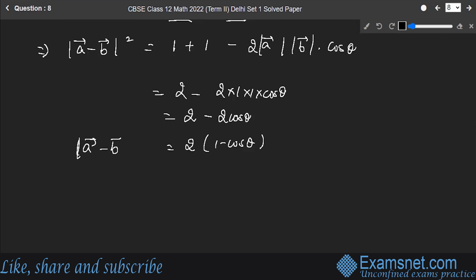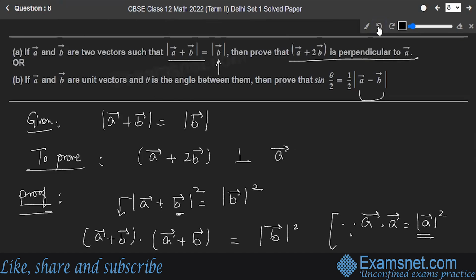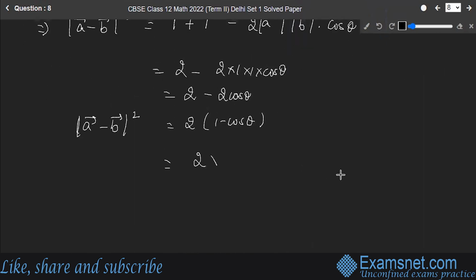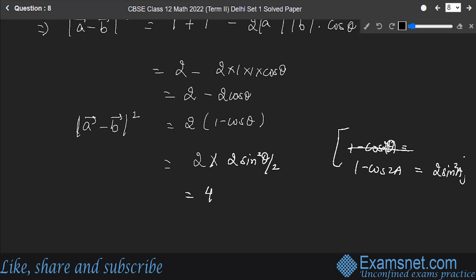That was equal to this, correct? Now what I'm using is a formula. I'll write down the formula first: 1 minus cos 2a can be written as 2 sine square a. So this is equal to 2 into 2 sine square theta by 2, or that is equal to 4 sine square theta by 2. That was equal to the magnitude of A minus B vector whole square, correct?